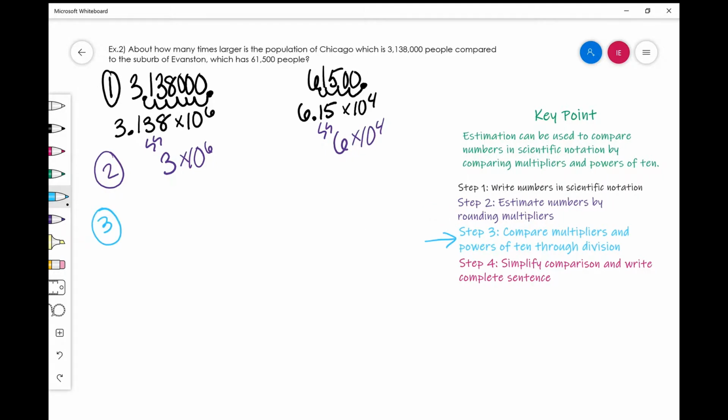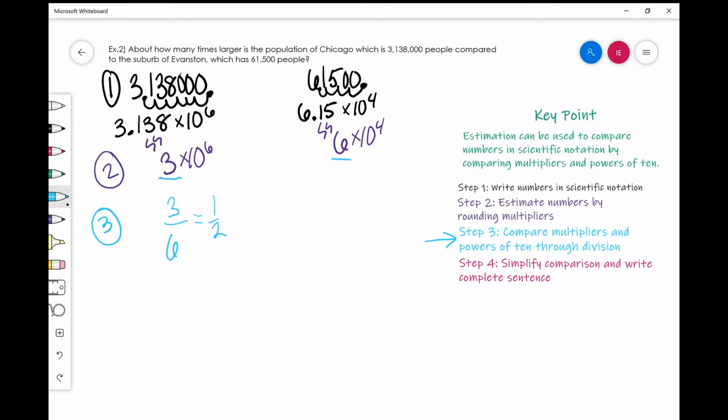Step 3, which is going to be to compare our multipliers and powers of 10 through division. So again, my multipliers are 3 and 6, so I'm going to divide my first multiplier 3 by my second multiplier, which is 6. 3 divided by 6 is the same as 1/2. So I know that 3 is 1/2 of 6.